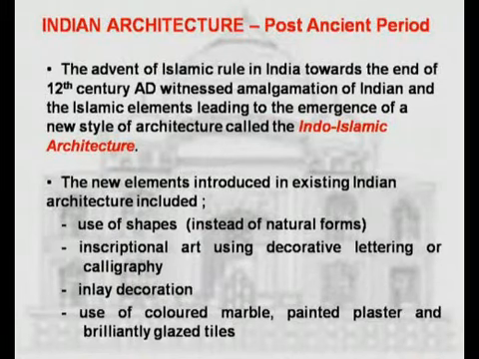The advent of Islamic rule in India towards the end of the 12th century AD witnessed the amalgamation of the Indian and the Islamic elements, leading to the emergence of a new style of architecture called the Indo-Islamic architecture. The Islamic elements of architecture had already passed through different experimental phases in other countries like Egypt, Iran and Iraq before these were introduced in India.